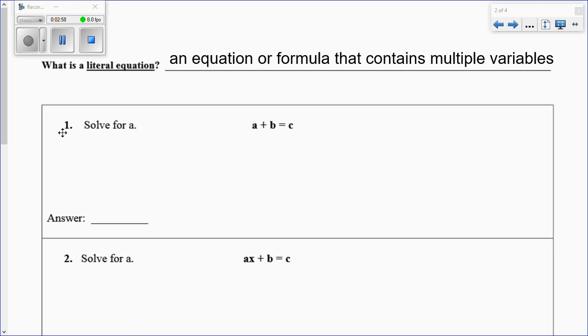For example, number 1, solve for A. We are trying to get this A by itself. Well, what's happening to this A? We're adding B to it, so we have to undo that. We subtract B from both sides. The B's here will cancel out, leaving A by itself. But on this side, we can't combine them because they're not like terms. This is a C and this is a B.